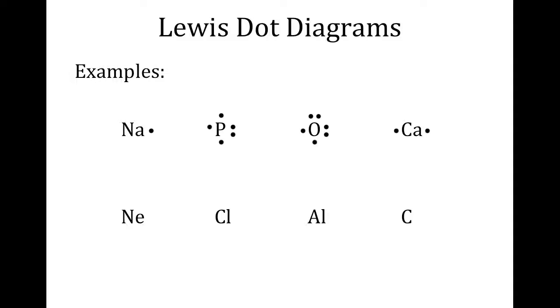Okay, neon, it has a full outer shell. It has 8 electrons because it's a noble gas. It's in the 8th group. So we do 1, 2, 3, 4, and we still have to do 4 more, so we buddy up every one of those guys. So this will have 2 on every side. This is the maximum you can have on any of the Lewis dot diagrams. Chlorine is in the 7th group. It should have 7. So we'll do 1, 2, 3, 4. Okay, and then we need 3 more. So 1, 2, 3. Okay.